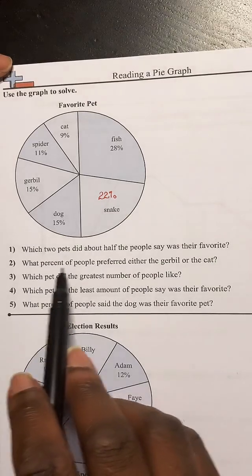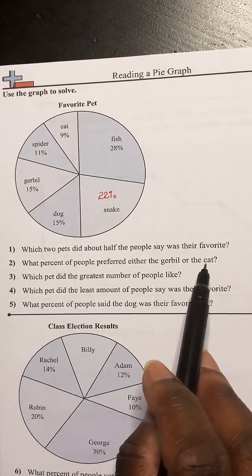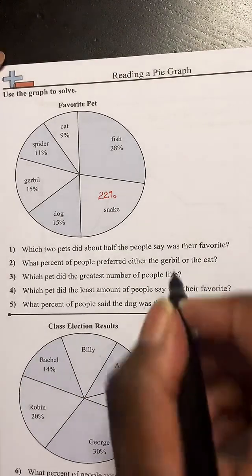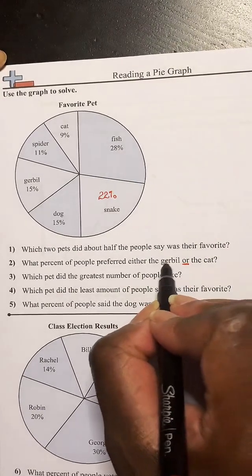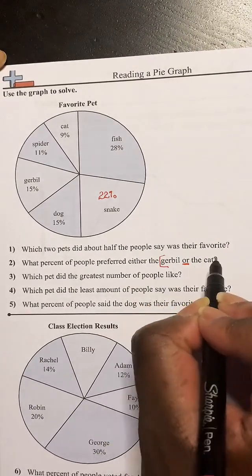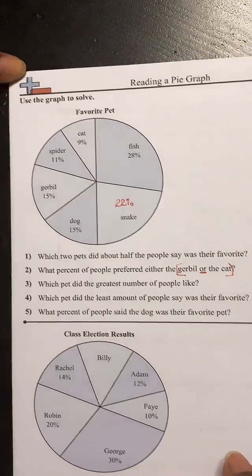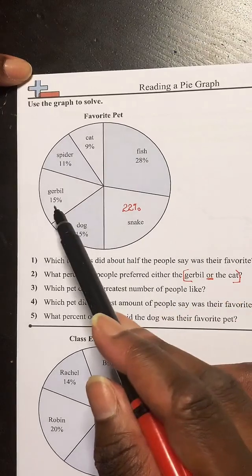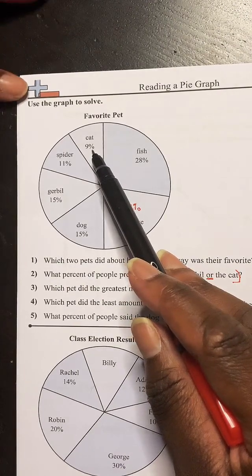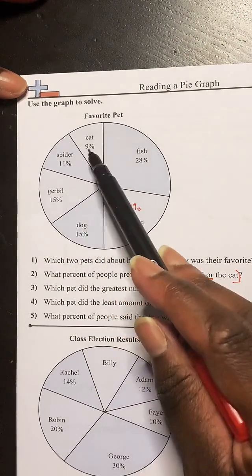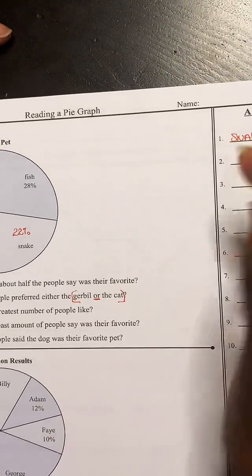So they asked, what percent of the people prefer either the gerbil or the cat? Now, when they do these "or" things, that means you're focusing your attention on gerbils and cats. Okay? So then you're going to your circle. Gerbil have 15. 9 were cats. So all we have to do is just add the 15 and the 9, and you will get your 24%.